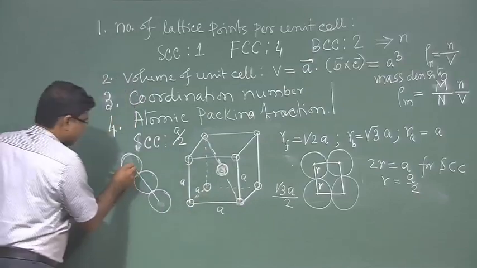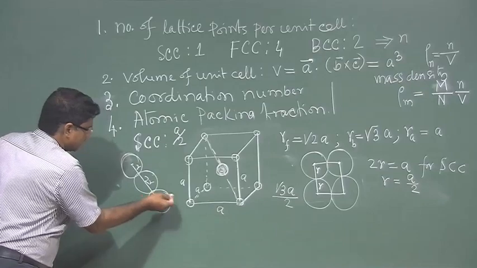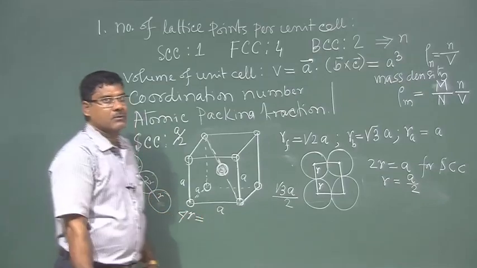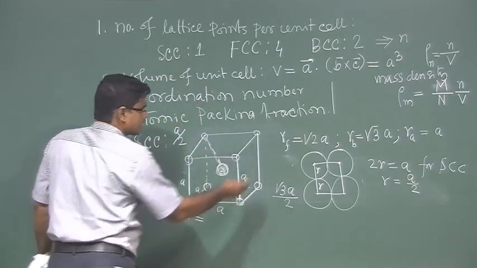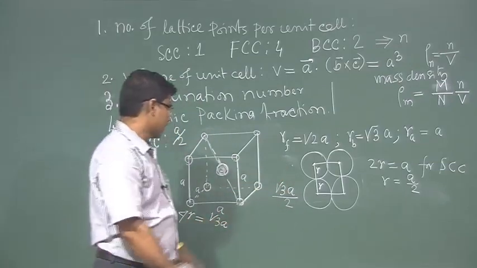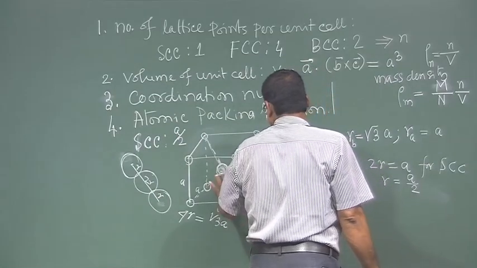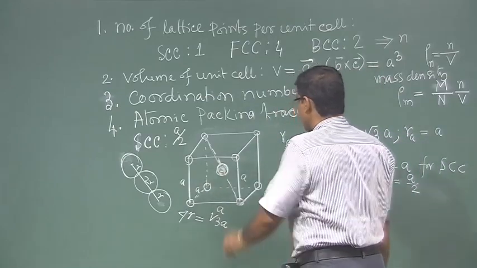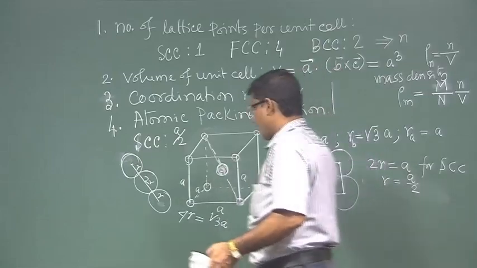These three will touch each other. So, this is R, then this is 2R and this is R. So, total is 4R, and this 4R is root 3A. So, this is root 3A by 2 that I have calculated to find out the smallest distance between two lattice points or two atoms.